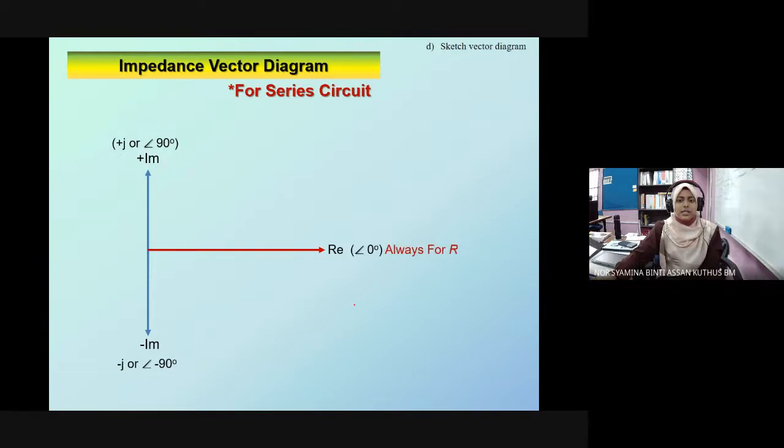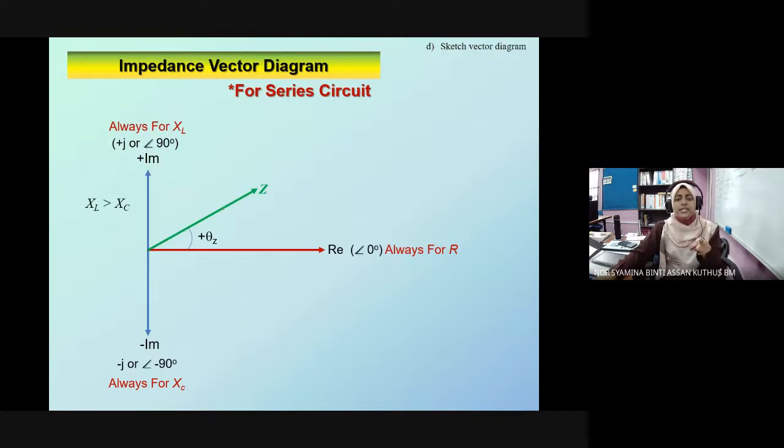Kita lukiskan vector diagram. So ini hanya sentiasa untuk XL, sentiasa untuk XC, sentiasa untuk resistor. Every time kita nak lukiskan vector diagram, XL awak sentiasa di atas, R awak sentiasa di horizontal axis, XC awak sentiasa di bawah. Value Z yang kita kira, ingat tak bila mana kita akan ada Z kan? So Z will be equals to R plus your XL plus your XC kan?